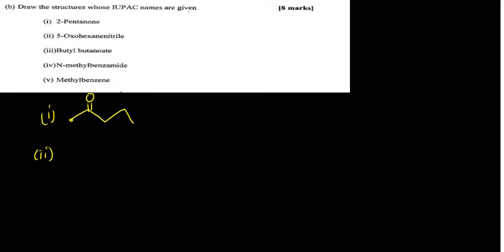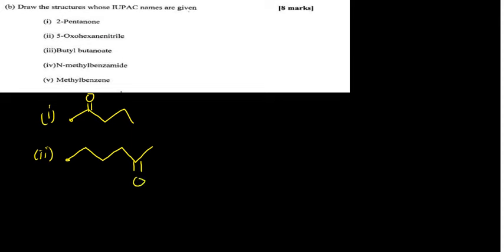So first I'll draw the hexane. Position number 1, number 2, number 3, number 4, number 5, number 6. Now at position number 5, there is oxo. Oxo is a group name for either ketones or aldehydes when they're acting as substituents. So if this is position number 1, 2, 3, 4, 5, at this position, that's where we're going to have a ketone.